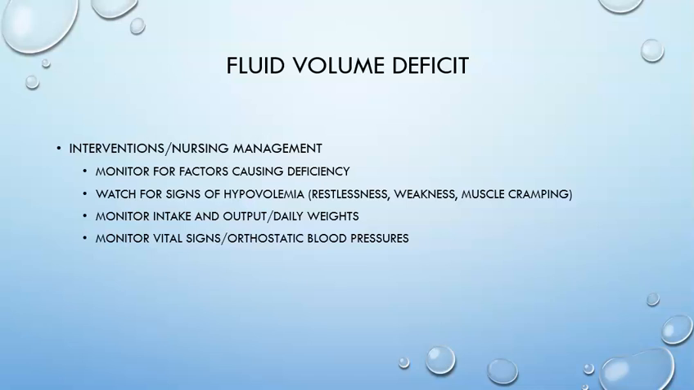So fluid volume deficit, this goes along with hypovolemia. So this is your nursing diagnosis. So we're monitoring for factors that caused the deficiency in the first place. Were they sick and not able to drink? Did they just not want to drink? Was there depression? We're looking for signs of hypovolemia. Are they restless? Are they weak? Do they have muscle cramping? Intake and output and daily weights, and then vital signs and orthostatic blood pressures.